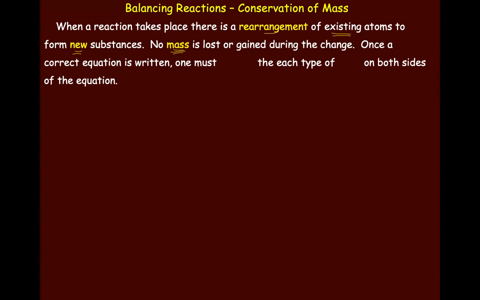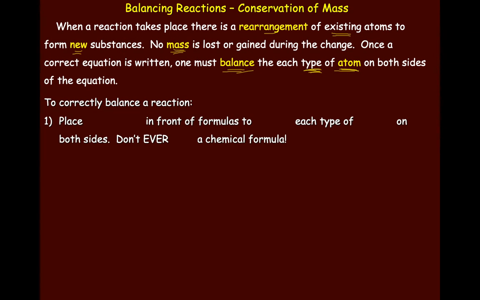Once a correct equation is written, one must balance each type of atom on both sides, not molecule. You're balancing the atoms. That's really important, because many times questions will try to mess you up on this. Make sure that both sides are balanced, so one has to equal the other. Now, there's a few ways to do this. I'm going to show you one way to do it, but there's also an alternate way, which I might show you here.